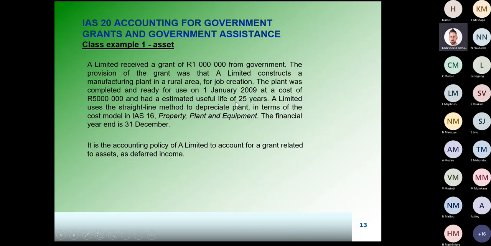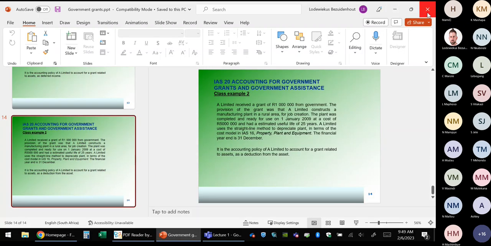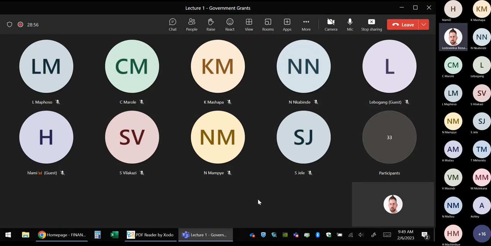All right, so class example 1 is in the study pack. So I'm going to open the study pack because the question and the answer is there. And class example 2 is the next slide, which is also in the study pack. And then we're going to look at 2 small questions quickly. Are there any questions before I go on with the examples or the 2 small questions? Are you all with me?